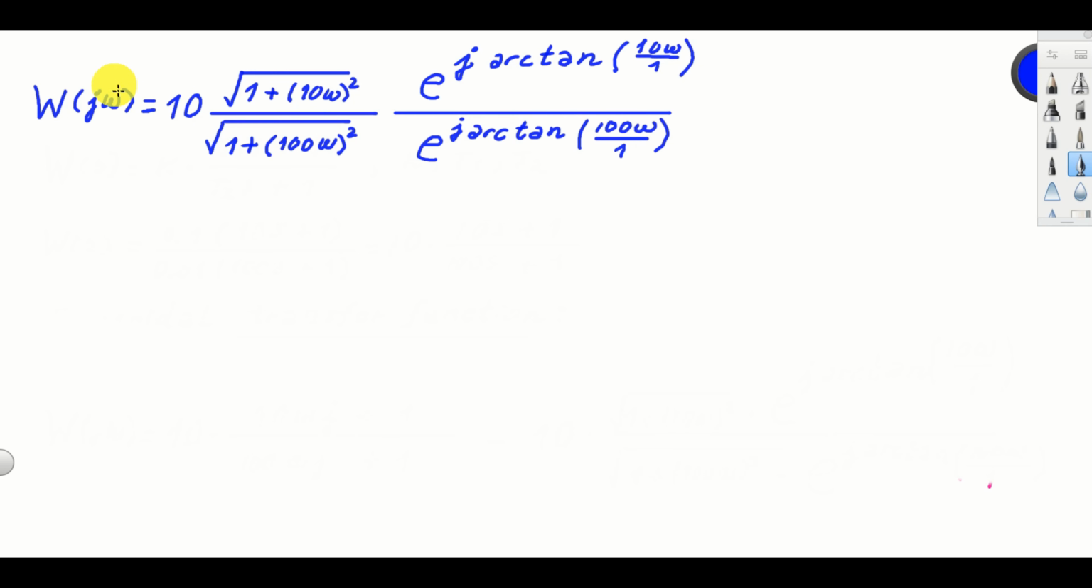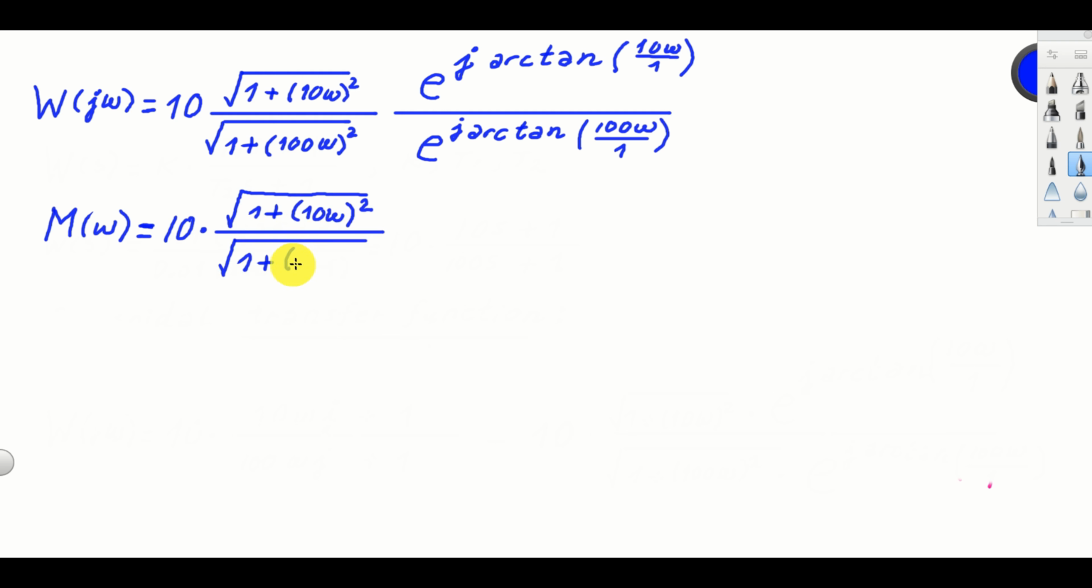From the polar form, we need to extract the magnitude function and the phase function. The magnitude function is usually denoted as m of omega. And we can see that the magnitude function is given over here. That is, it's equal to 10 multiplying the square root of 1 plus 10 omega squared over 1 plus 100 omega squared. And this is our magnitude.